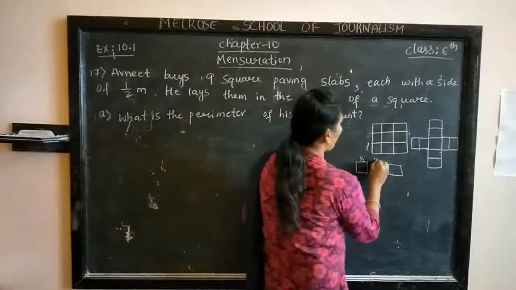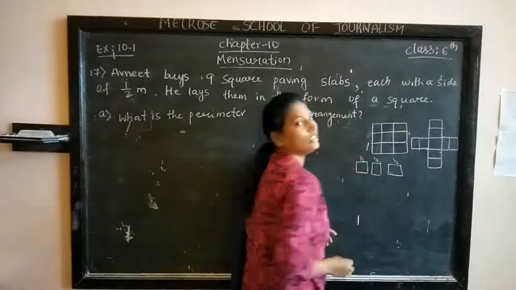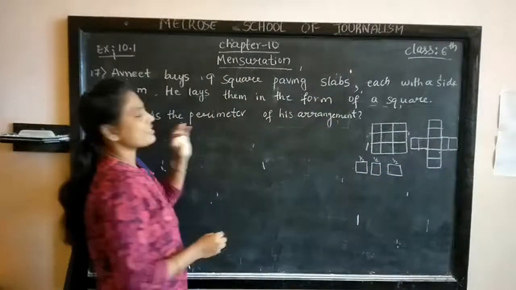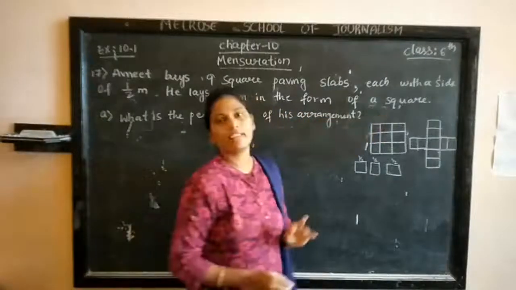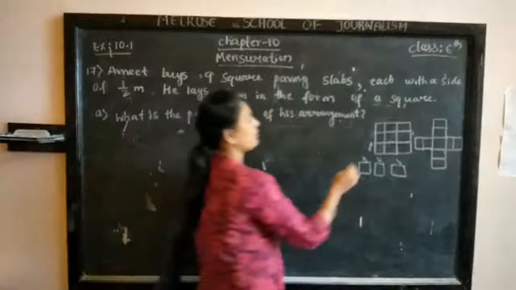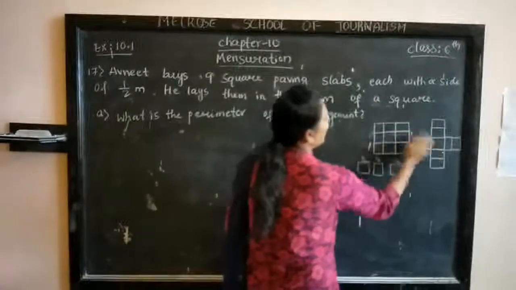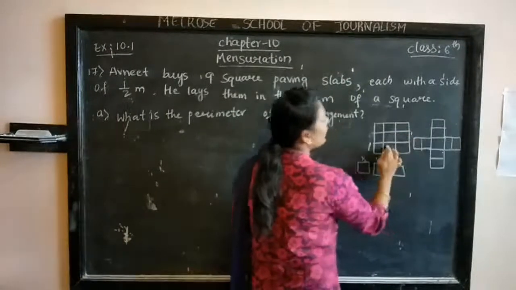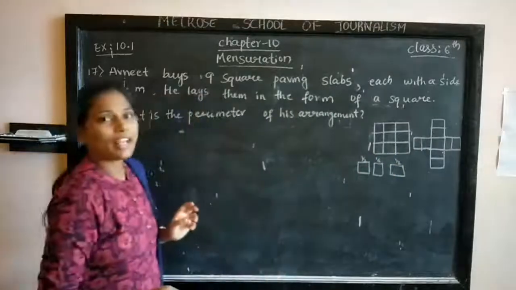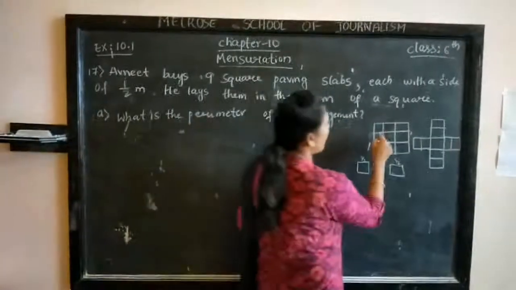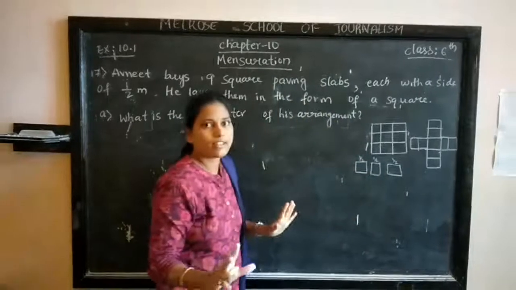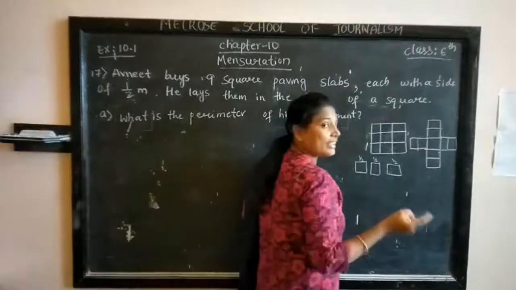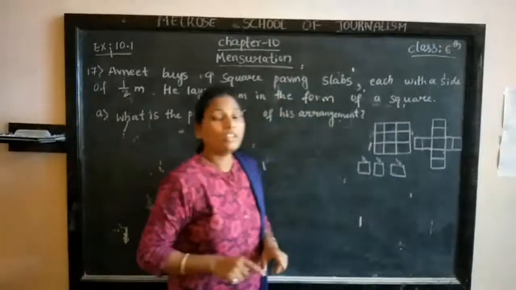Here, this also half. This also half. So he used these 9 slabs. He lays them in the form of a square. So in the first figure, if you see in the question, we have 2 figures. In one figure, Amit is making an arrangement in the form of a square. In total he has 9 square slabs, and with those 9 square slabs, he will make one square arrangement.